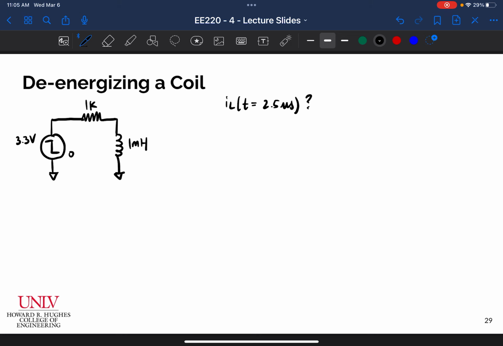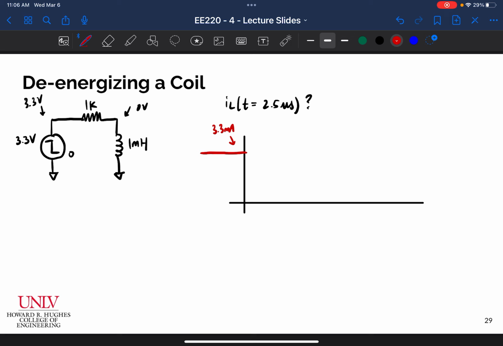So I'm de-energizing my coil, so of course what I'm going to be looking at is my current. First of all, in steady state, when this value has been sitting at 3.3 volts for a long time, this is going to be 0 because my inductor is going to behave like a short, and this is going to be sitting at 3.3 volts. So my current is going to be, for a long time, 3.3 milliamps, right?